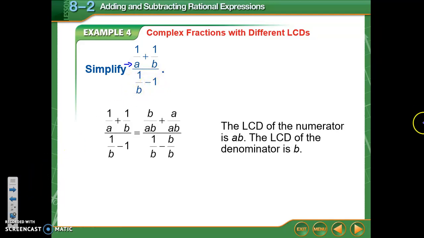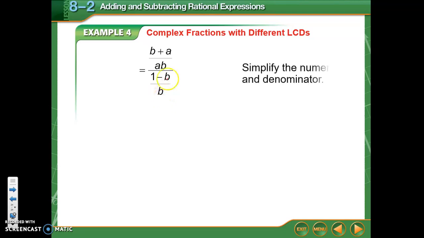So what we're going to do is figure out first our least common denominator. In this case, a times b is going to be my least common denominator. So I have to multiply my top fraction by b over b and my second fraction by a over a. So I end up with b over a times b plus a over a times b. In the denominator, my least common denominator is b. So remember, I can think of this as 1 over 1. So I need to multiply that by b over b. So I end up with 1 over b minus b over b.